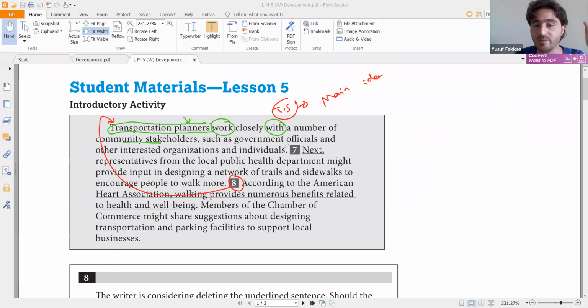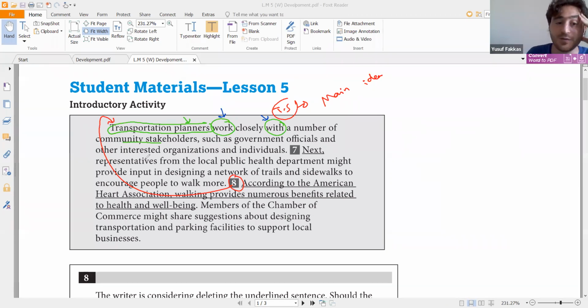Now, I can be patient a little bit and read the next one. Representatives from the local public health department might provide input in designing a network of trails and sidewalks to encourage people to walk more. So if I want to know what the main idea is about, I already highlighted the most important words. So this paragraph is going to tell us about who transportation planners work with. That's it. How did I know that this is the main idea of the paragraph? Because these are the keywords in the first sentence, which is the topic sentence. Okay, good. Now, they didn't ask us about the second sentence, but it helps me to understand how it works.